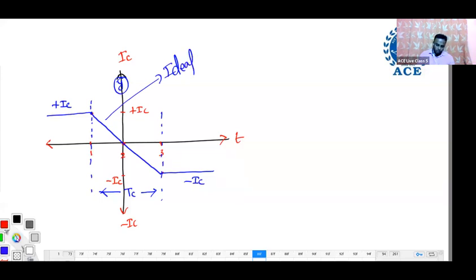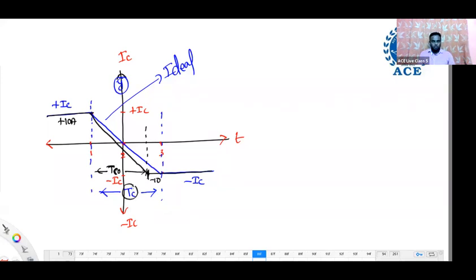Now, what is over commutation? Let it be plus 10 ampere and minus 10. Over commutation means current reversal takes place before the time of commutation. See here, it is plus 10 and here itself it becomes minus 10. This is the time taken from here to here. I am calling it TCO, which means time of commutation for over commutation. This blue TC is ideal commutation. This black line is over commutation.